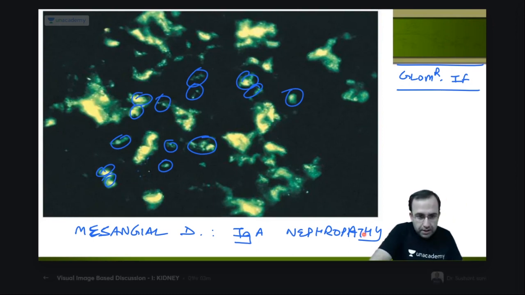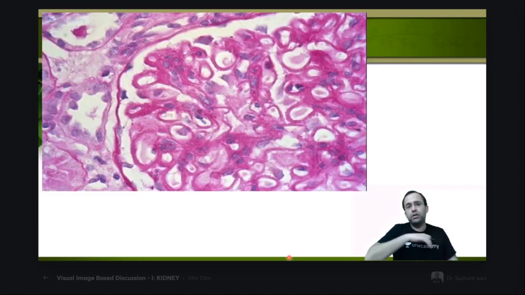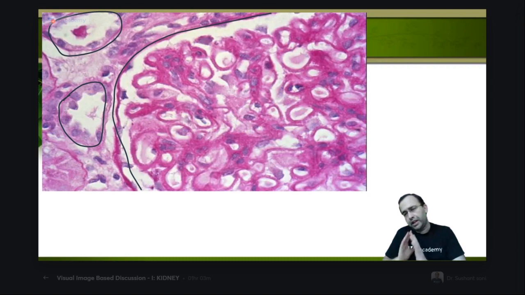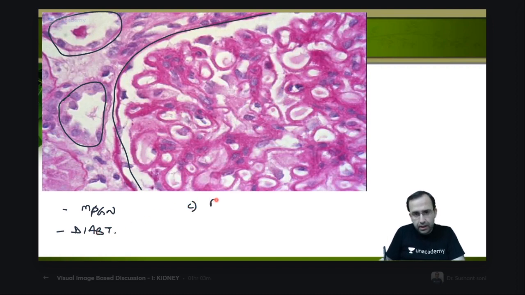Next point. This gets us to our next image. Let us come back to microscopies. Have a look at this one now. Structure, organ, disease. Firstly, you are very easily able to make out that this is a glomerulus, showing the presence of renal tubules on the side, making the organ the kidney. Diagnosis: what do you see here? Let me give you options. MPGN, diabetic nephropathy, option C, FSGS.